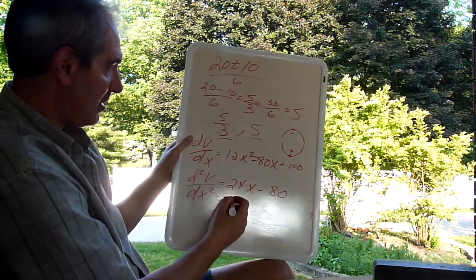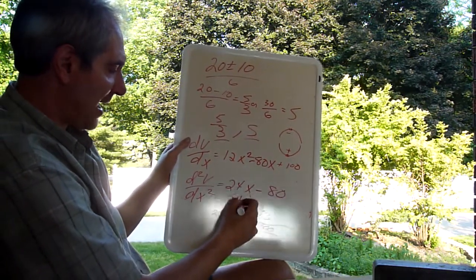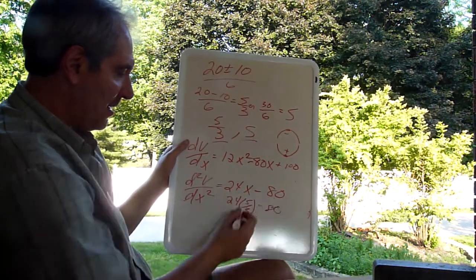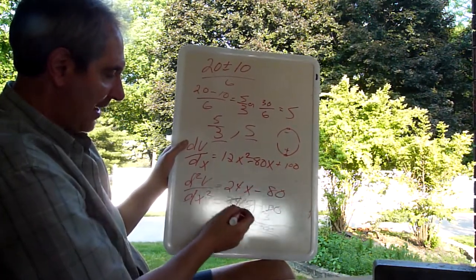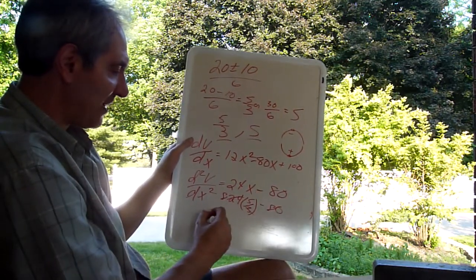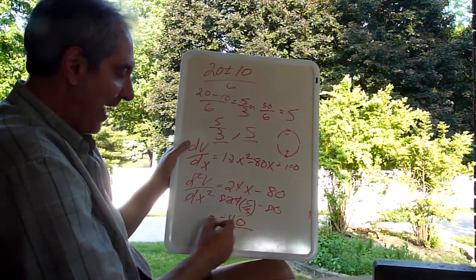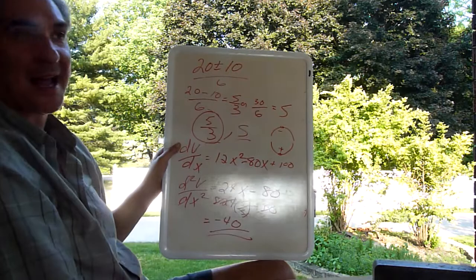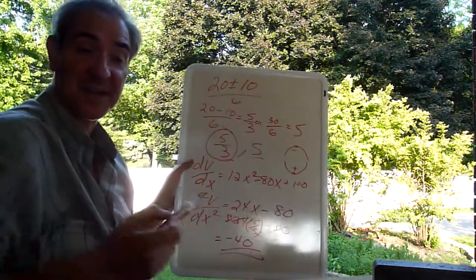So help me out here. 24 times 5/3 becomes 40, minus the 80, we get negative 40. That's the value we want. We want to use this because that's going to give us a maximum. So let's see what it's going to give us.